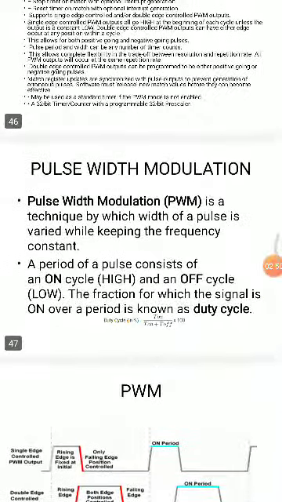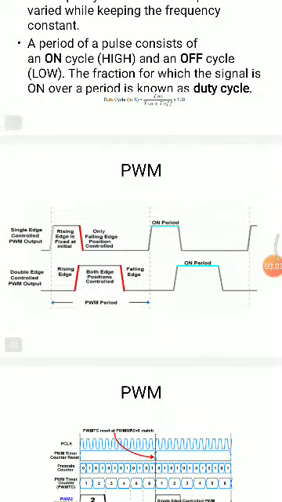So what is meant by pulse width modulation? It is a technique where the pulse is varied while keeping the frequency constant. A period of the pulse consists of on and off cycles. So the frequency will be constant, the pulse will vary. Here we have the duty cycle, rising edge and falling edge. So we can control the width of the pulses while the frequency stays constant.